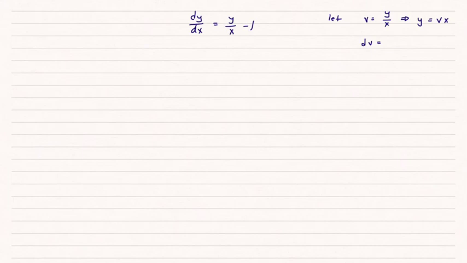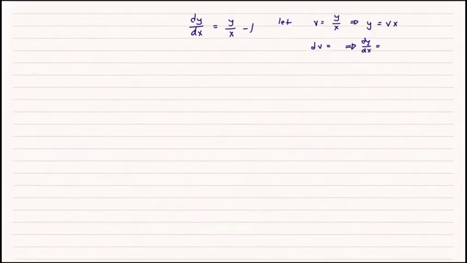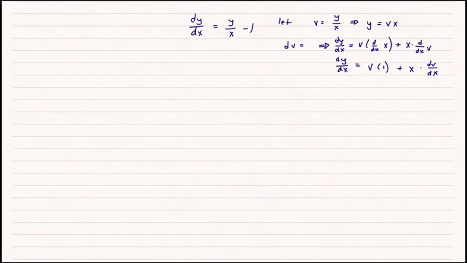Now, instead of trying to find dv, I'm going to focus on finding dy/dx. Using the product rule, I'm going to get v times the derivative of x with respect to x plus x times the derivative of v with respect to x. When I do that, it simplifies to v times 1, or just v, plus x times the derivative of v with respect to x. Remember, v is a function of x, and the derivative of v is 1 times, by the chain rule, the derivative of v with respect to x.